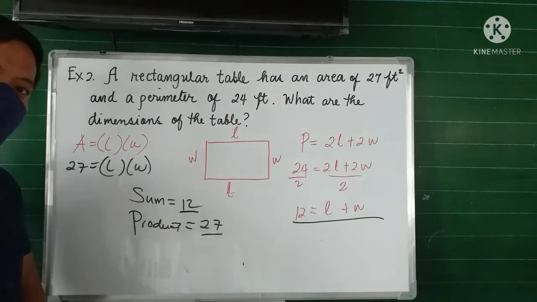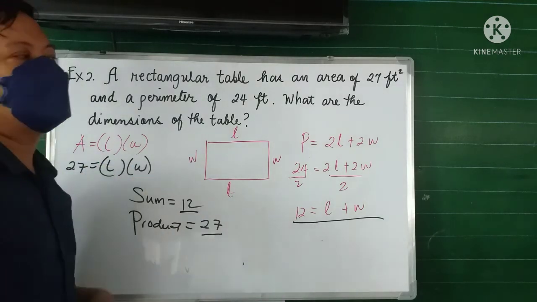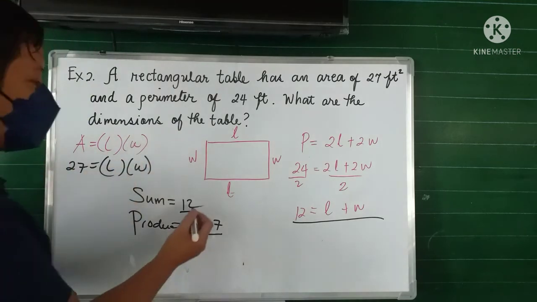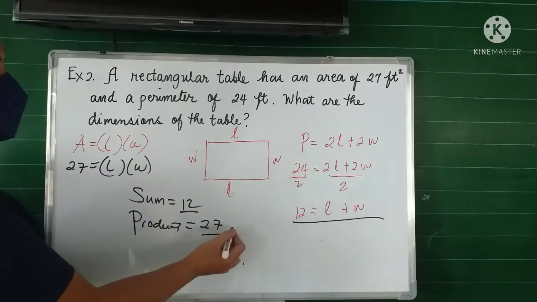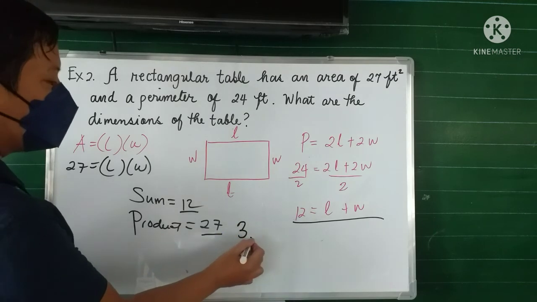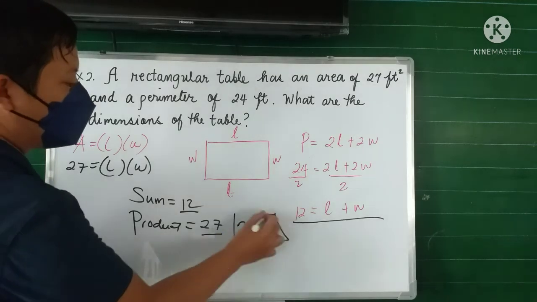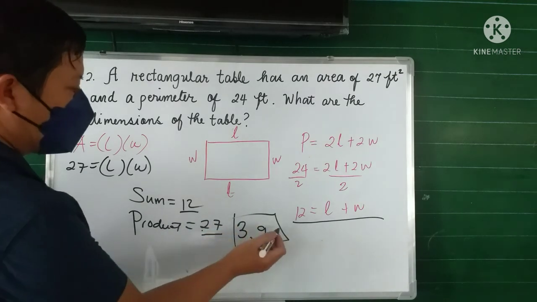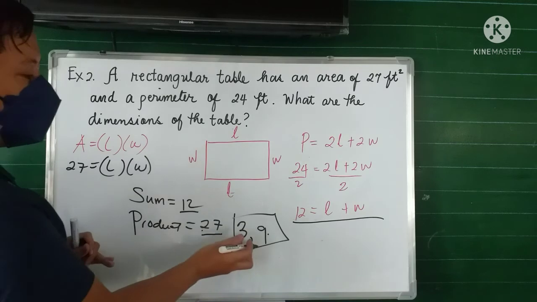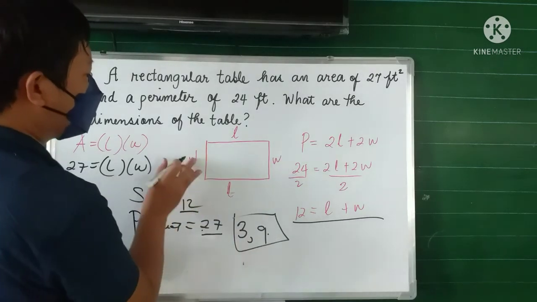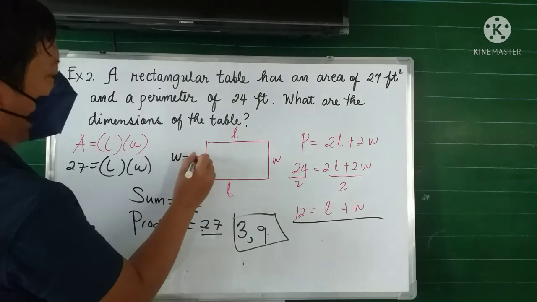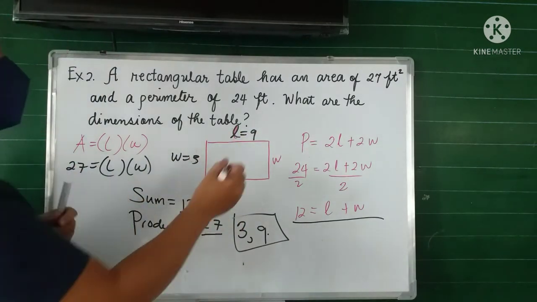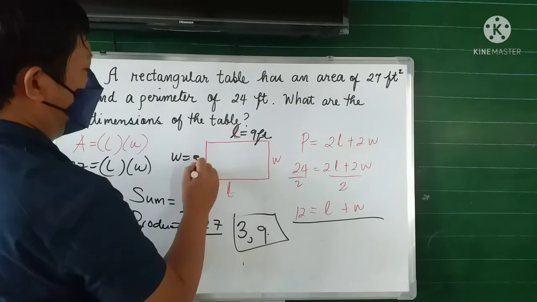Do you have any idea? Okay, those two integers or numbers are the dimensions of the rectangular table. So, dito, ang lalabas ay 3 and 9. That's the correct answer. Why? Because 3 times 9, the product is 27, and 3 plus 9, the sum is 12. Okay, so yung maliit, ang ating magiging width, which is, width is equal to 3, and our length is equal to 9. Okay, 9 what? 9 feet. Okay, that's it.